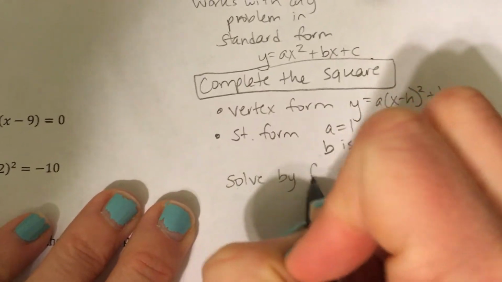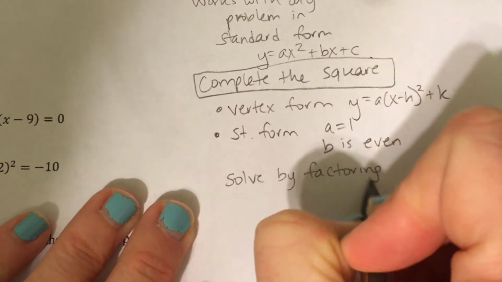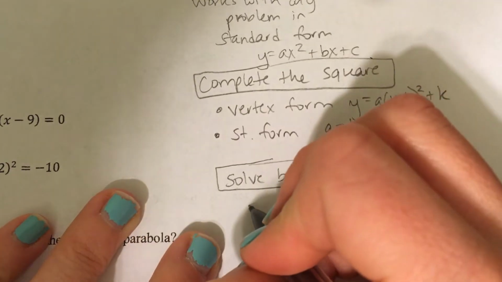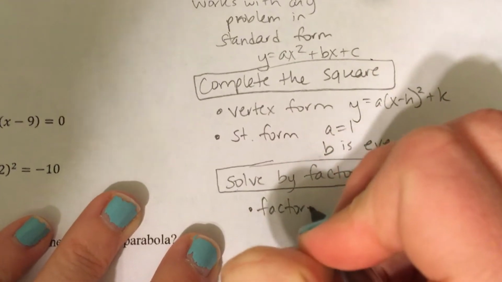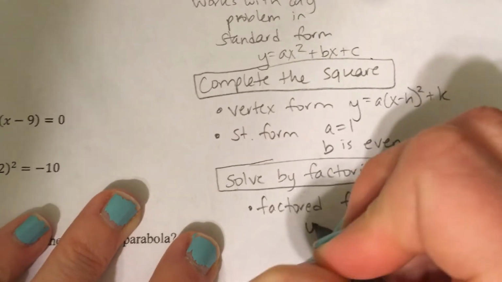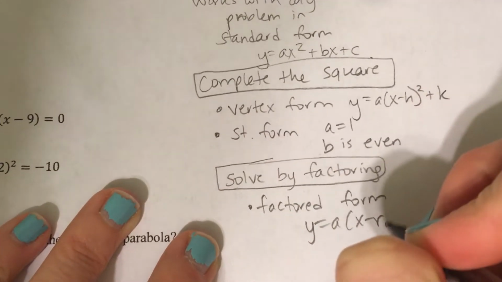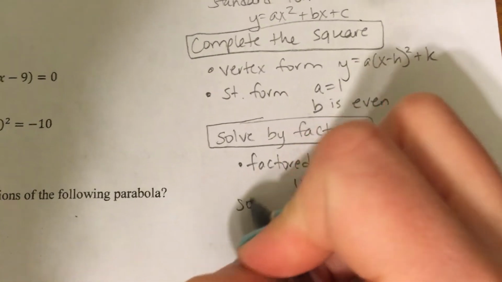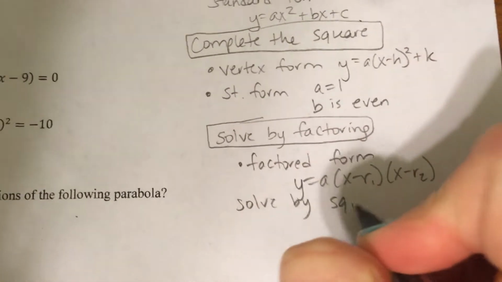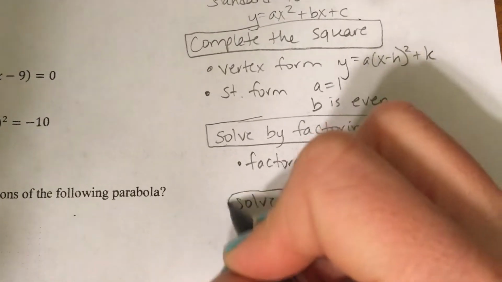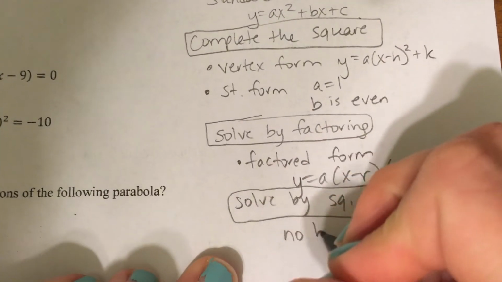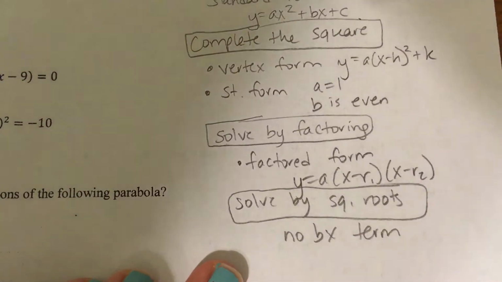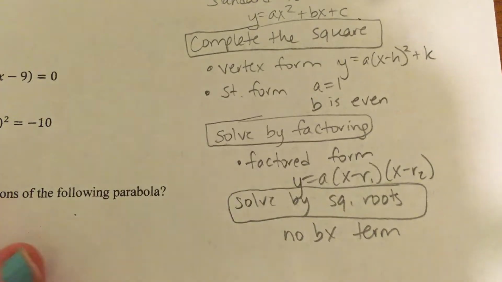Solve by factoring. You can do that if it's easily factorable, or for sure if it's in factored form. Y equals a(x minus r1)(x minus r2). And then last, you have solve by square roots. And that is when there's no bx term. There's only an x squared and a constant. Alright, let's go ahead and get started.